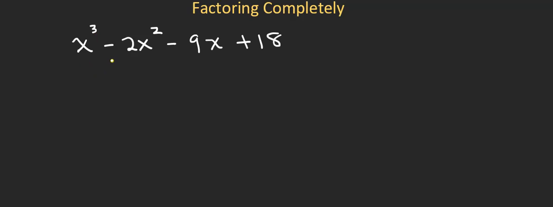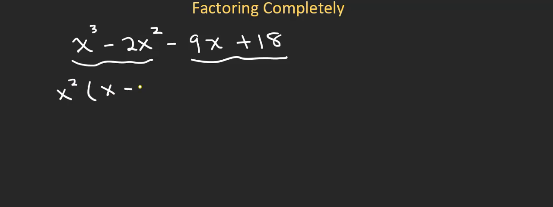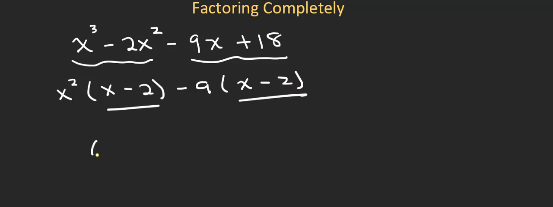And we have x cubed minus 2x squared minus 9x plus 18. Now we have 4 terms. So what we're going to try is factoring by grouping. See if that works. So take out the greatest common factor, which is x squared. You get x minus 2. What about over here? Negative 9. So what do you get? x minus 2. So we've got x minus 2, x minus 2. Take out x minus 2, and you end up with x squared minus 9.